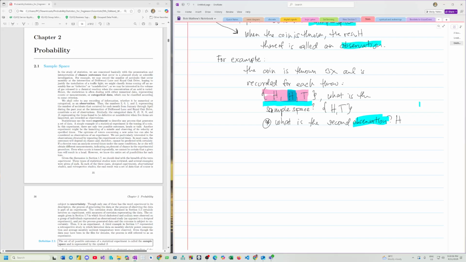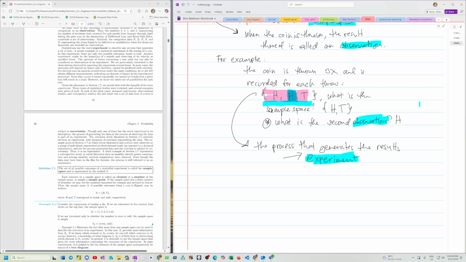And the process in which, ano may sabi dito? The process that generates the data, that generates the results, is what we call an experiment. So do not be confused by this, okay? Let's go to the very basic.